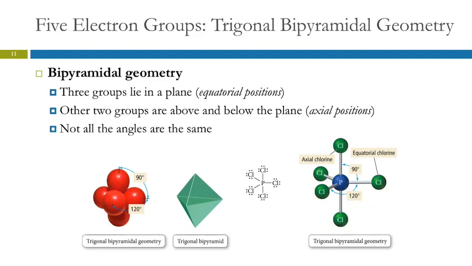So not all the angles are the same. It's just a thing of geometry. You can't make them all the same. You just can't do it any other way. This is the best way there is. So something like phosphorus pentachloride, you look at the phosphorus, it's got the expanded octet, 5 electron groups, makes a bipyramid, a trigonal bipyramid.